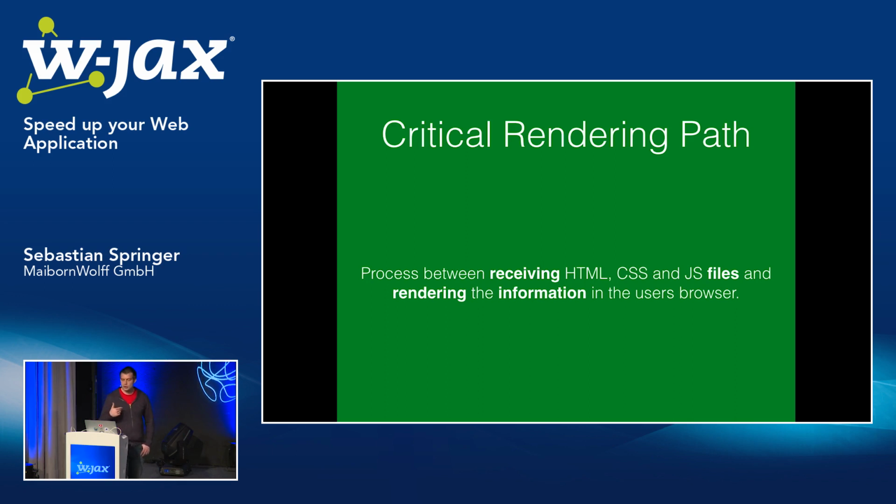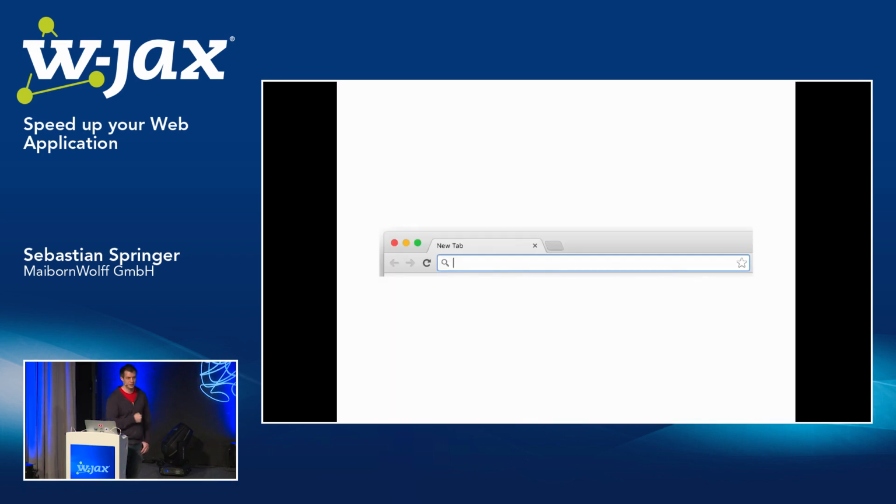So if you want to measure the time of the critical rendering path, the starting point is this. The user has his browser open and hits in a URL in the address line. And then, in the worst case, the user waits some time. A good measurement for the user waiting is a couple of 100 milliseconds up to 1 or 2 seconds. If your application takes longer than 1 or 2 seconds to load, then you've got a problem, because your users don't want to wait.